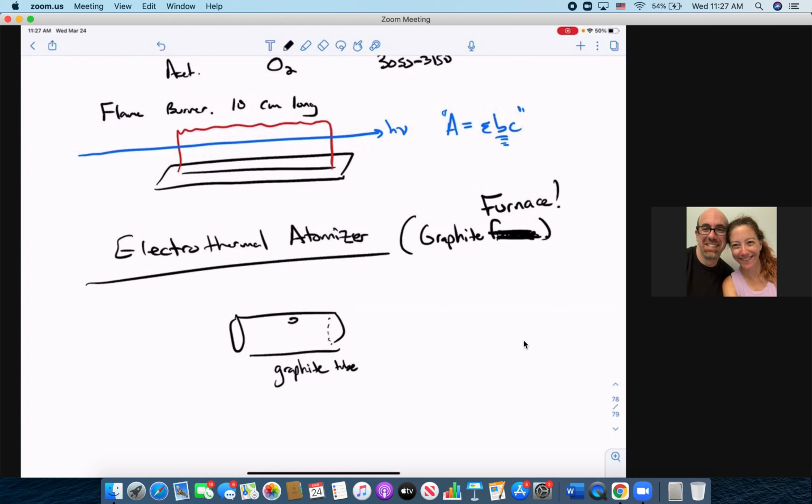All right. So graphite's conducting. So I pass a high current through it, right? So I put a voltage across it, and I pass a current through it. And this is a resistor. And so when you apply voltage to a resistor, you pass current through it. And what is generated as a waste product?